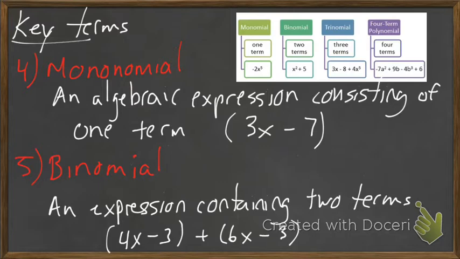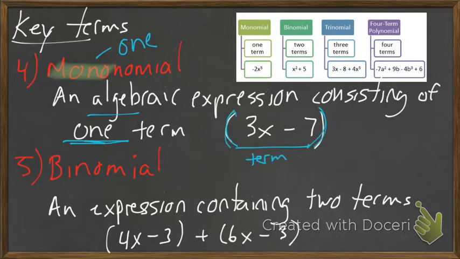Continuing on with key terms, we have monomial. Mono, as I said, means 1. Let's write that in blue. So, it's an algebraic expression consisting of one term. Okay, so in this case, 3x minus 7. This is one term, because it's in brackets.